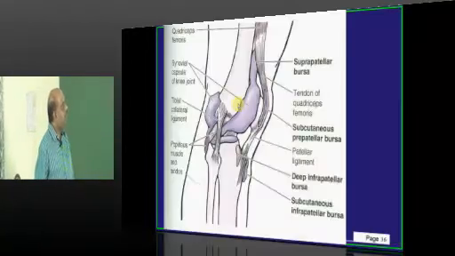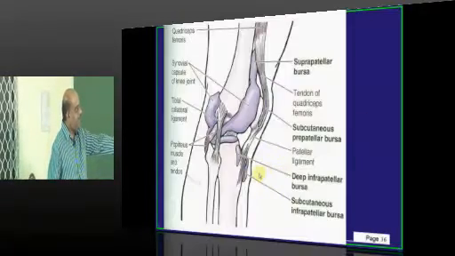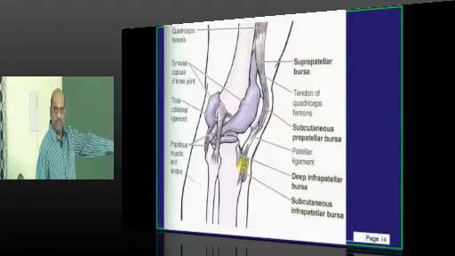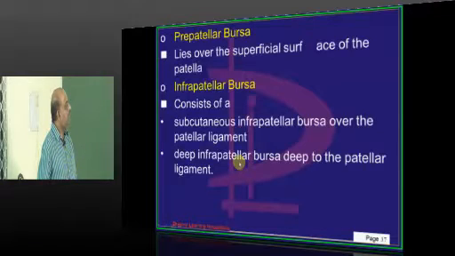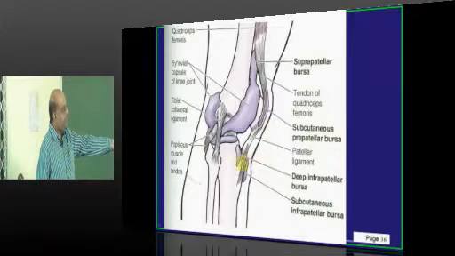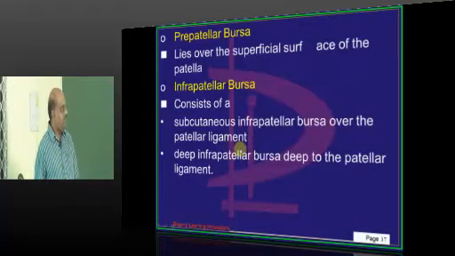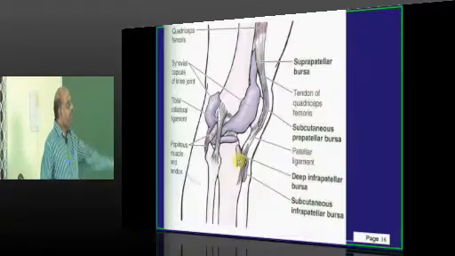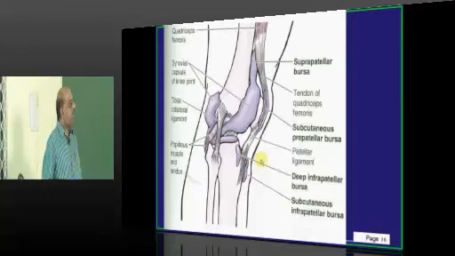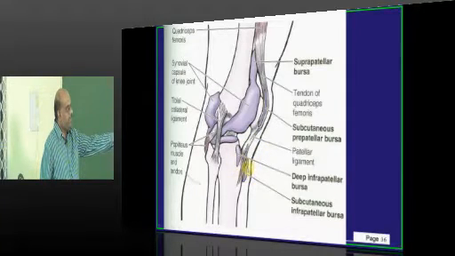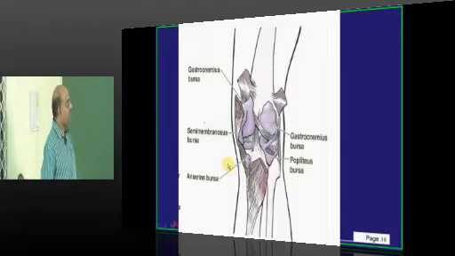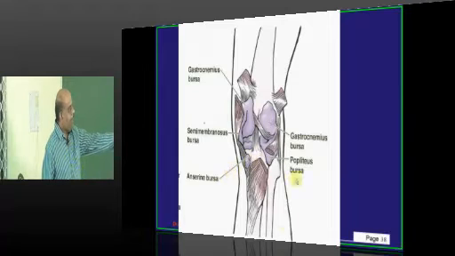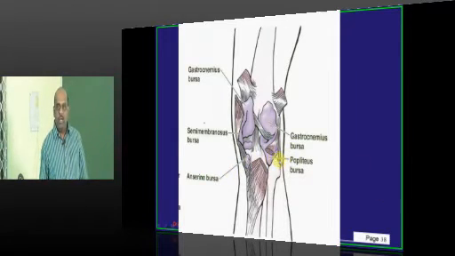Then we have the infrapatellar bursa. In that you have two varieties: subcutaneous infrapatellar and deep infrapatellar. Right? So the subcutaneous infrapatellar bursa is typically the one which lies on the patellar ligament, and the deep infrapatellar bursa is deep to the patellar ligament. They are superficial and deep in relation to the patellar ligament, as all of you know very well by now. Now, doctor, if you look at the posterior aspect of the knee joint, you have some more bursae.